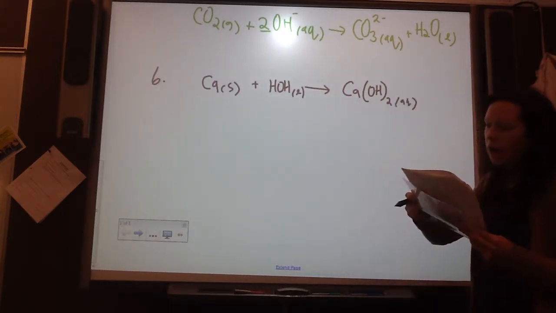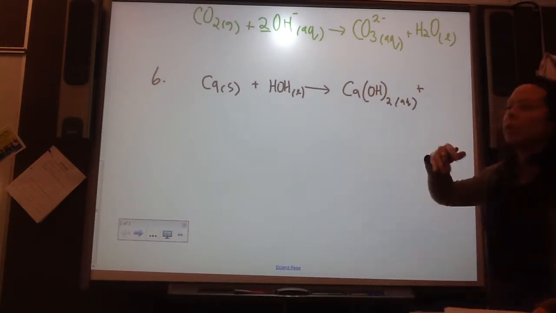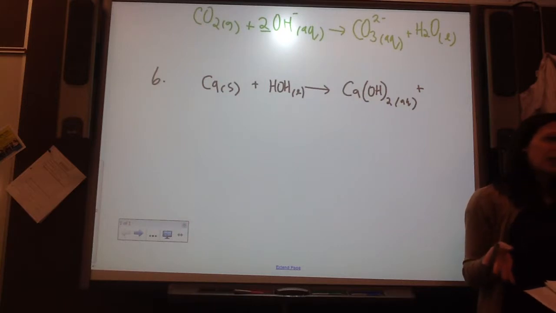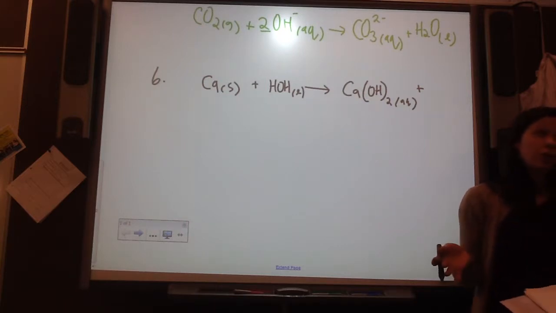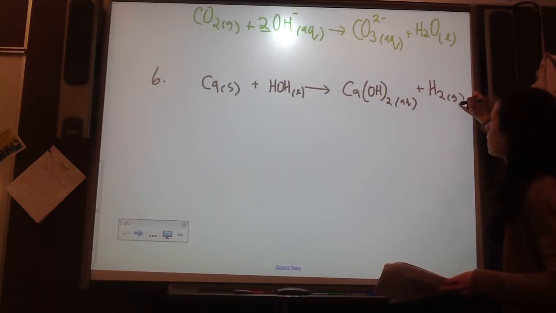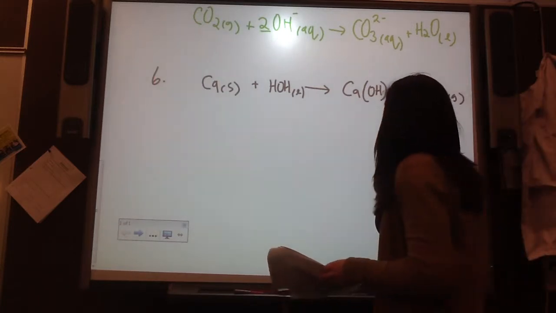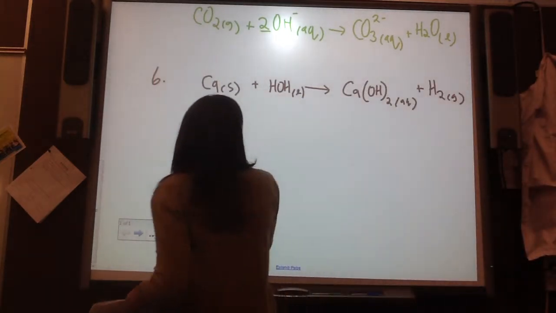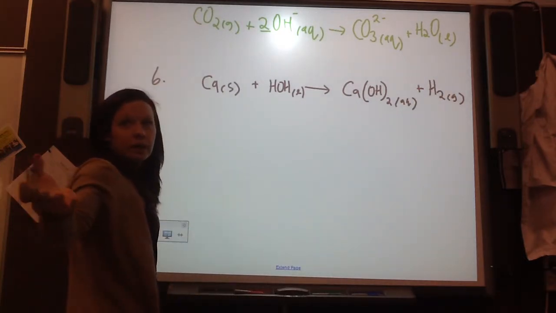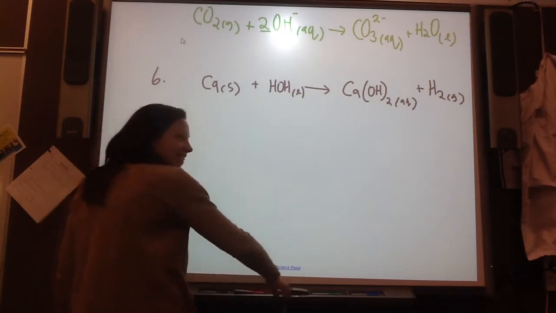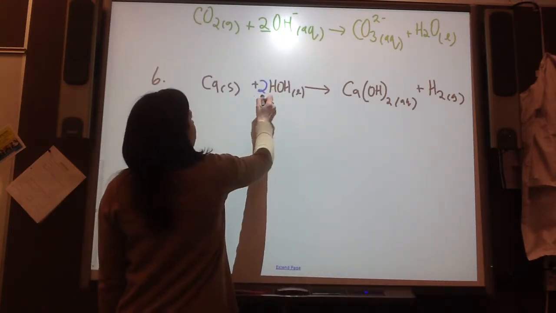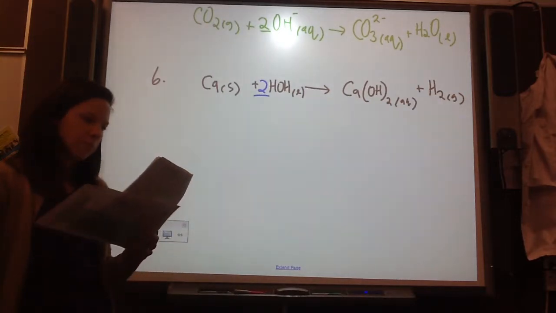And then what's left over is H. But when H is all by itself, what does it need to be? H2. So it's a gas. So we have H2 gas. All right. So now here, let's expand everything. Oh, I need to balance it. I'm going to put a 2 there, right? Yeah, and that's it.